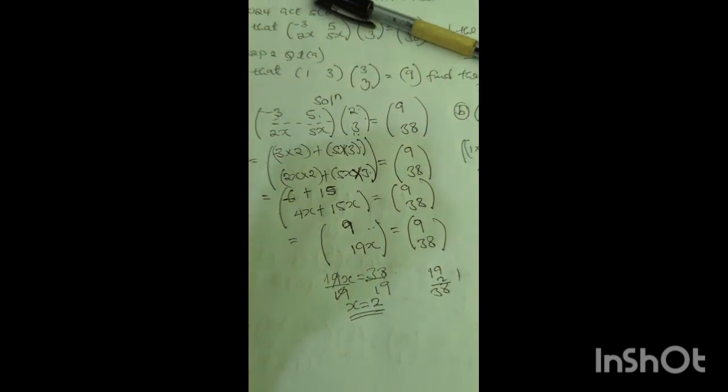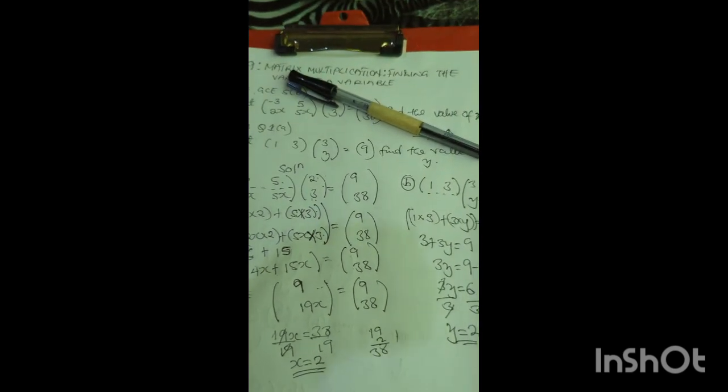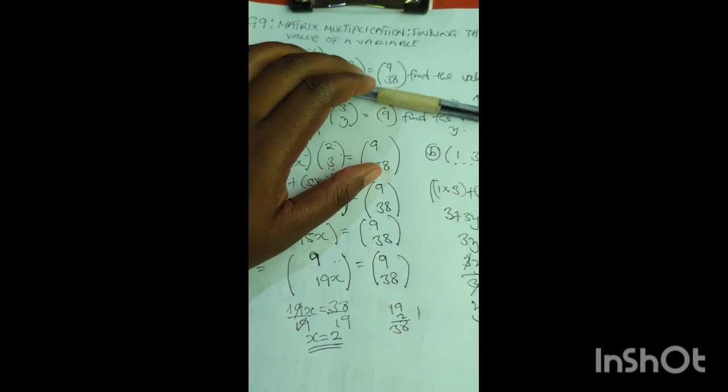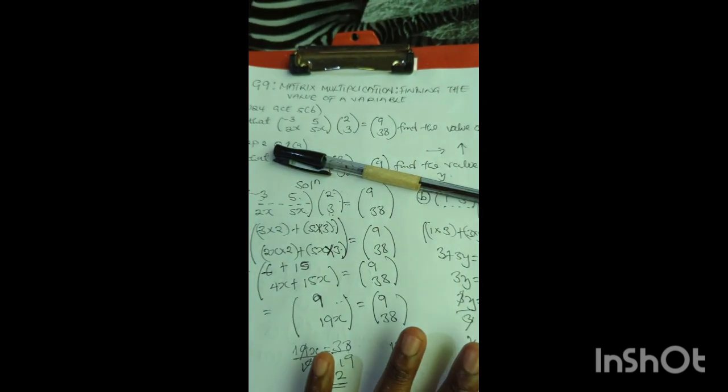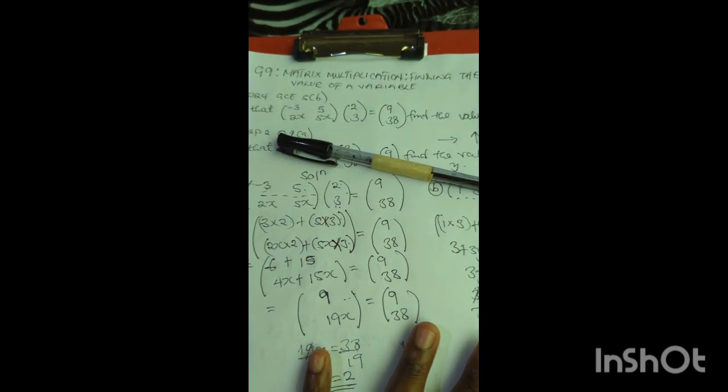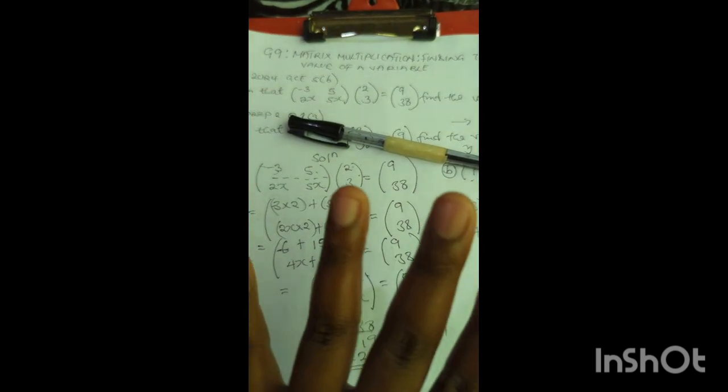So for matrices, I said the first thing you need to learn is finding the order. Then you move to finding the scalar. Then you move to addition and subtraction. Then multiplication, I've split it again into 2 parts. One, I've taught how to multiply a 2 by 2 matrix. Then the second component is we've learned how to find the value of a variable. Okay, so that is all for the grade 9s under matrices.